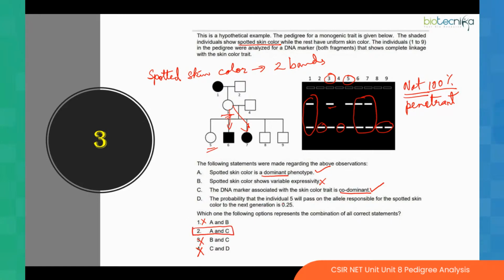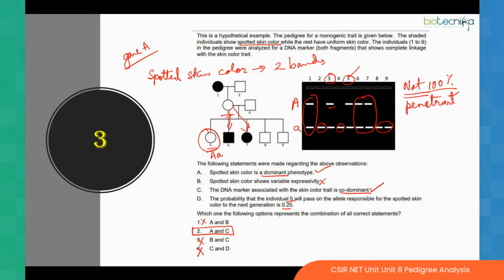The probability that individual 5 will pass the allele responsible for the spotted skin color to the next generation is 0.25. So who is individual 5? This person. Individual 5's genotype is what? Two different bands are there. Because we have established that it is the dominant phenotype, let's say this is caused by gene A. Capital A is associated with this band, small a is associated with this band. Individual 5 has both the bands, which means the genotype of individual 5 is capital A small a.